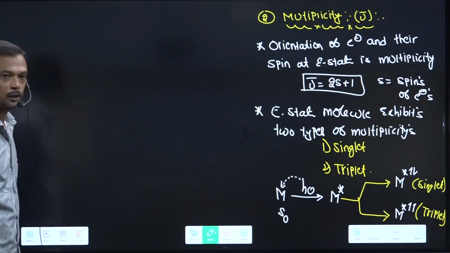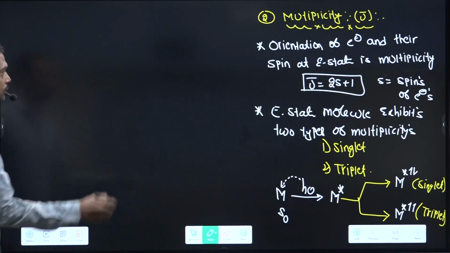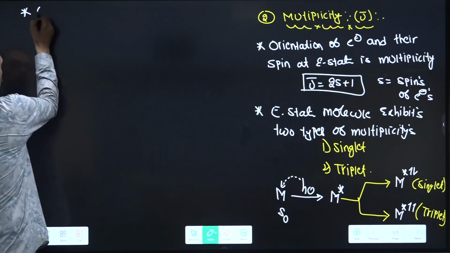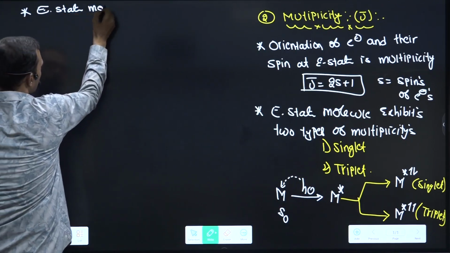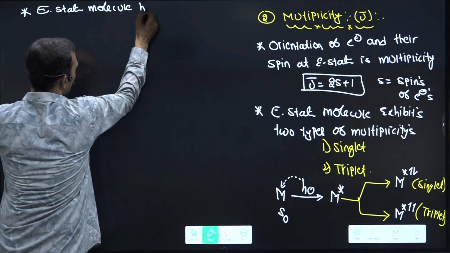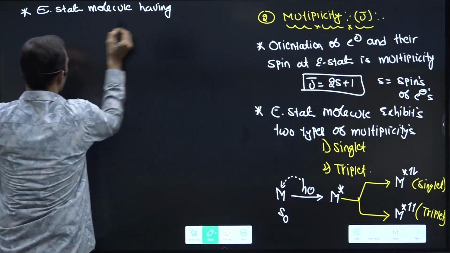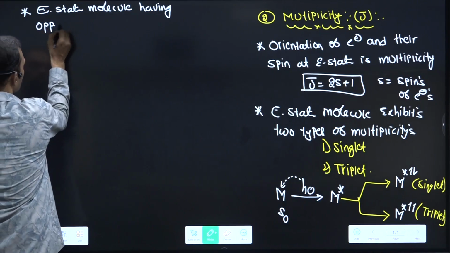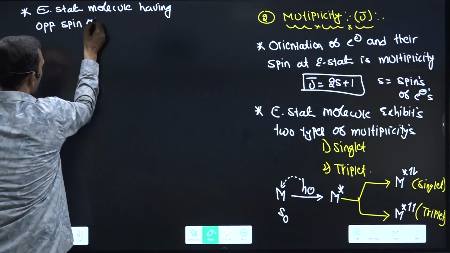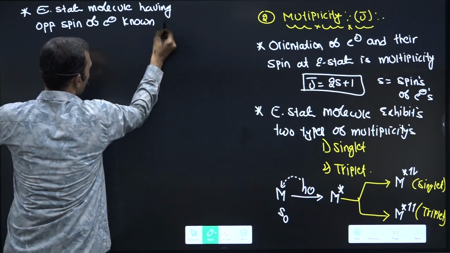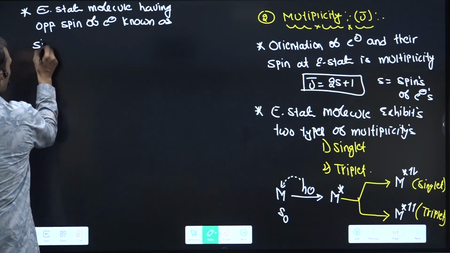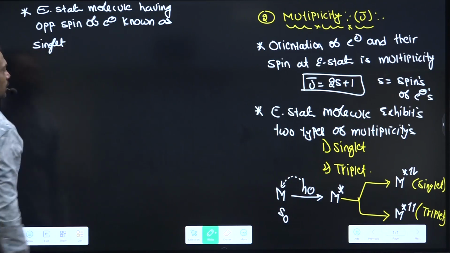Singlet is nothing but 1, triplet is nothing but 3. So here, an excited state molecule having opposite spin of electrons is known as singlet. This is singlet multiplicity.